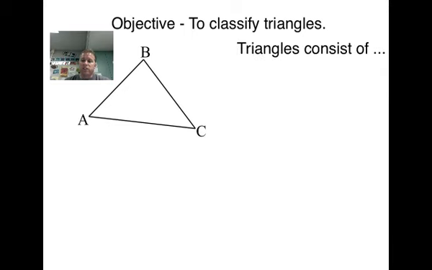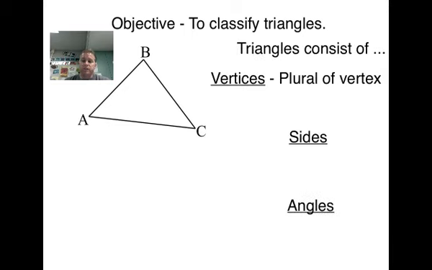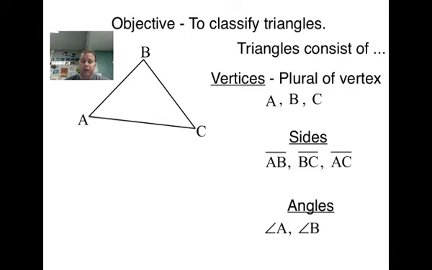A triangle consists of vertices, that's the plural of a vertex, and our vertices are A, B, and C. They also have three sides, hence the word triangles, tri meaning three. We have side AB, line segment BC or side BC, and side AC. We also have the angles, three angles, angle A, angle B, and angle C.